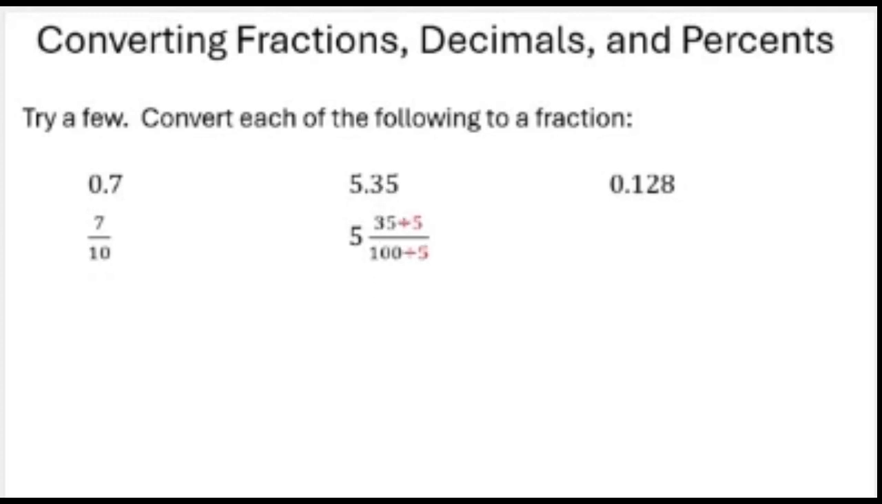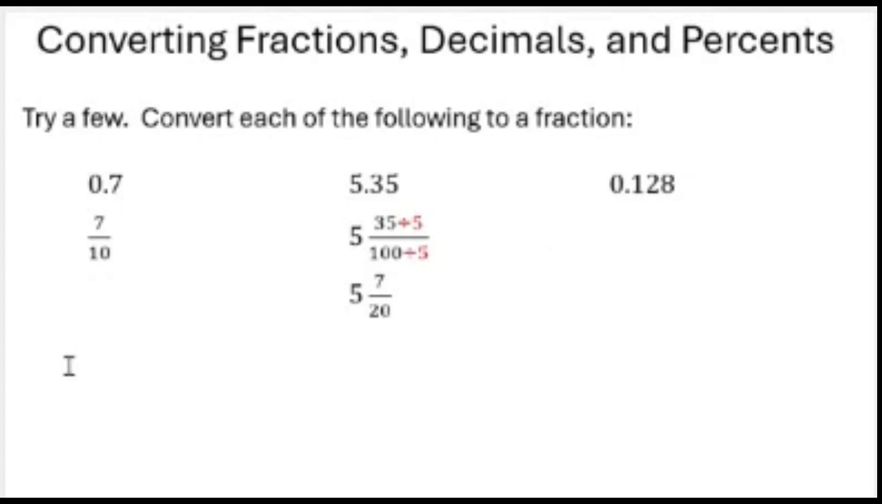Let's reduce that. Top and bottom both divide by 5. 35 divided by 5 is 7. And 100 divided by 5 is 20, and those are all on your times table sheet, right? So again, have that times table sheet handy until you're at the point in the course where you can use a calculator.